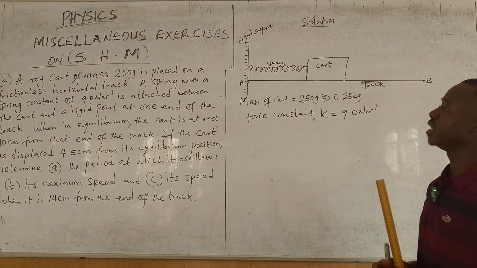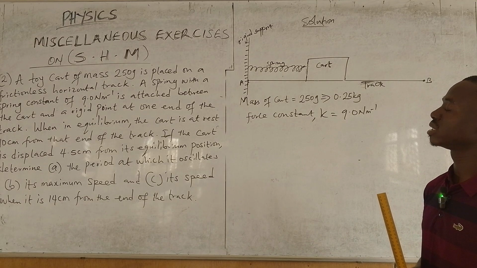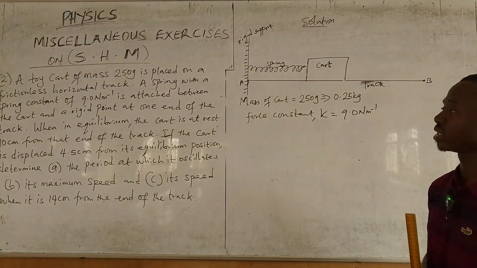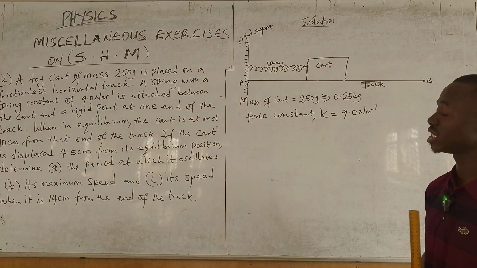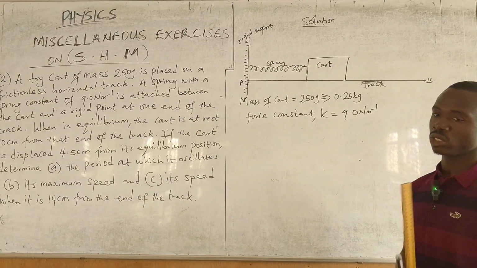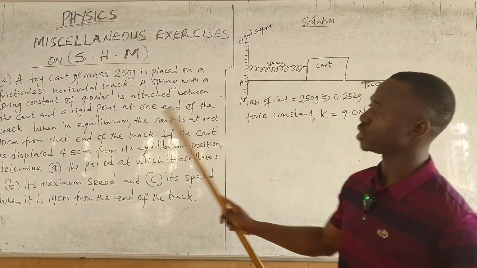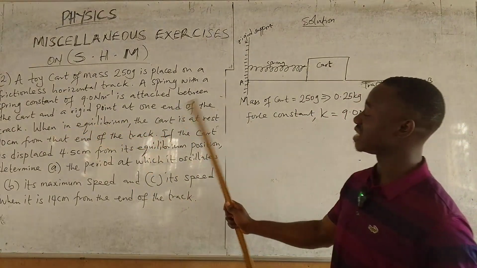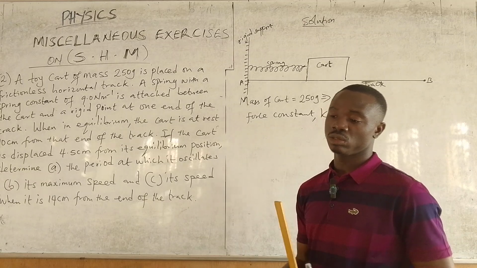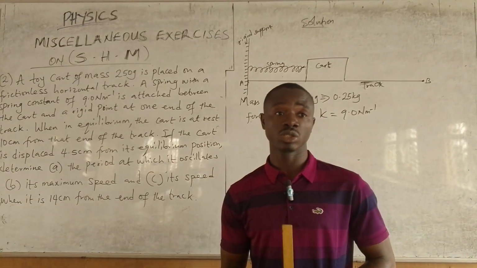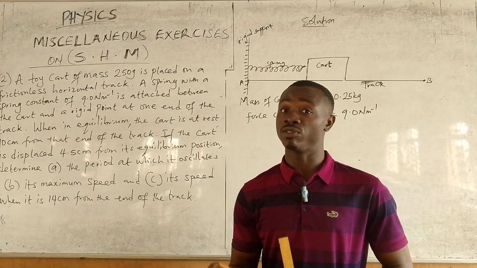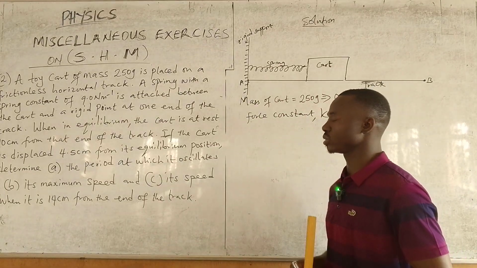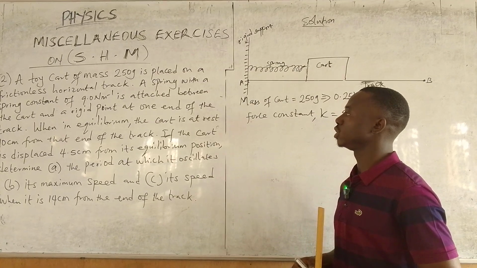So the question says, when in equilibrium, the cart is at rest 10 centimeters from that end of the track. At rest, that's at equilibrium. Now they are talking about the equilibrium position, since they mentioned when in equilibrium. And don't forget that it is at equilibrium position that an oscillating or vibrating object is going to be at rest.